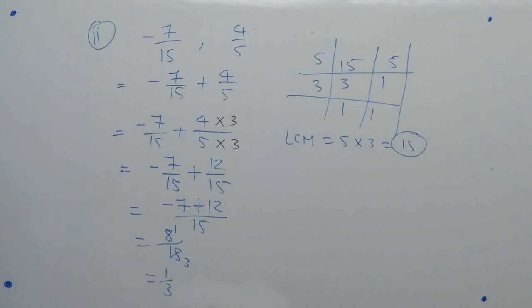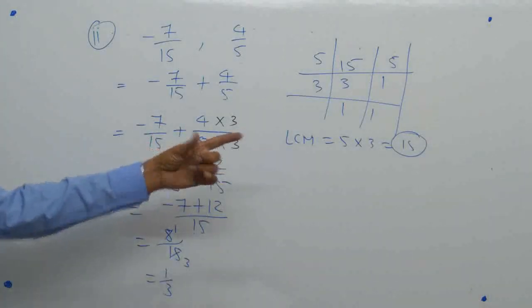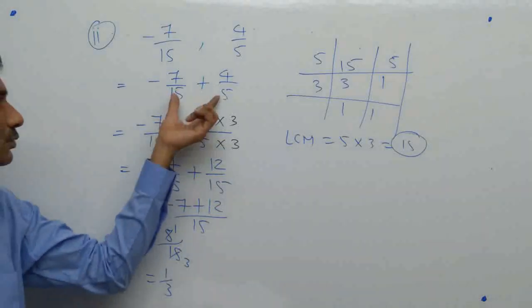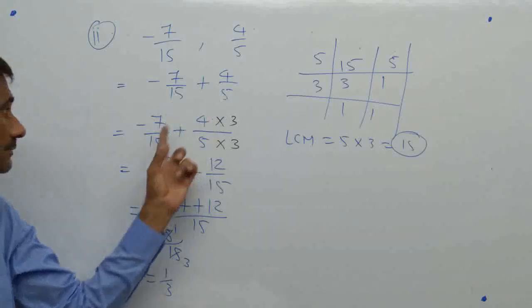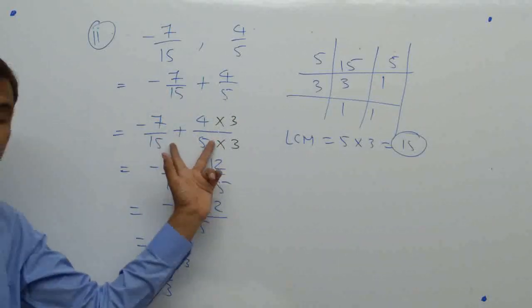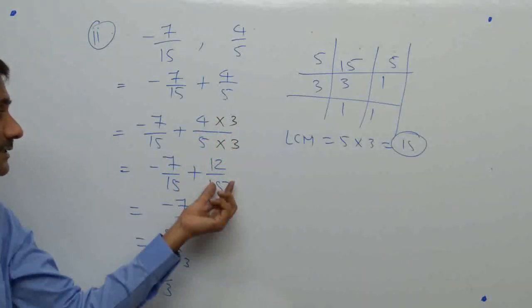So what is done here? I just added and took the LCM. LCM is 15. Why? I explained here, and I have given you another clue also. If the bigger one is a multiple of the smaller one, then the bigger one itself is the LCM. How to take the LCM whenever it is not the denominator? By multiplication. So we got.